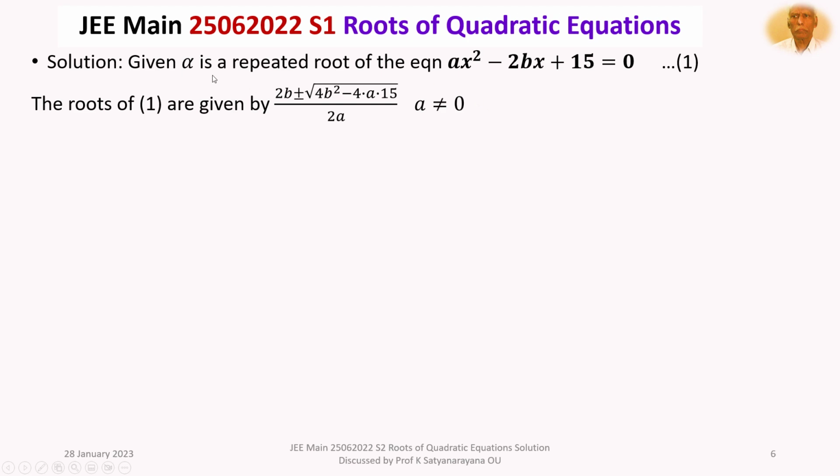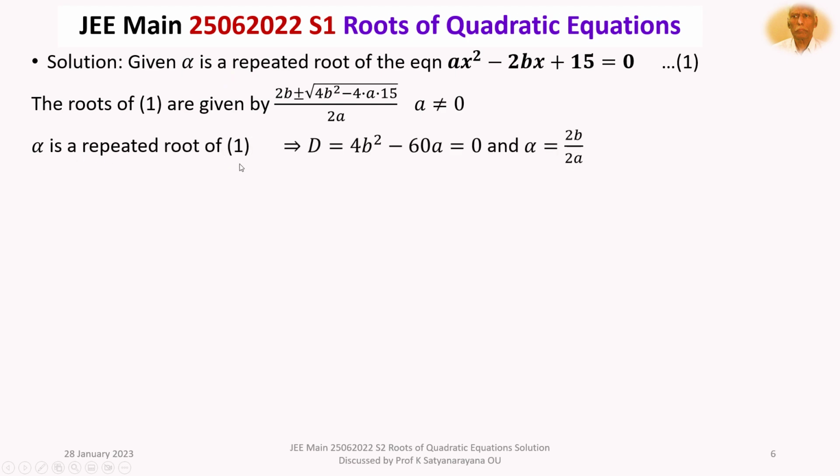Now, what is the condition for a root to be repeated? We have alpha is a repeated root of 1, that is, if a root is to be repeated, then its discriminant must be equal to 0. What is its discriminant? The discriminant is the expression under the square root in the roots of the equation. So that is 4b square minus 60a. So D is equal to 4b square minus 60a is equal to 0. That is, the discriminant is 0. Then the repeated root we will get as 2b by 2a. Therefore alpha is equal to 2b by 2a.